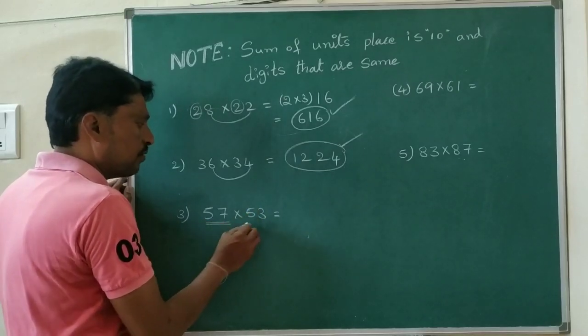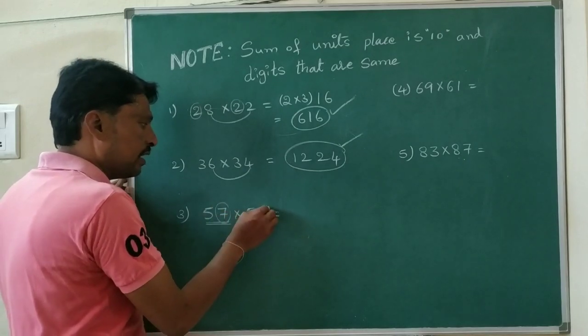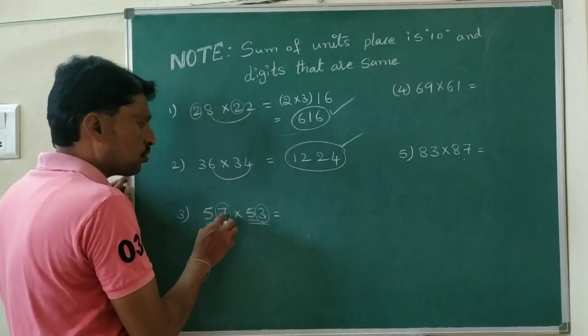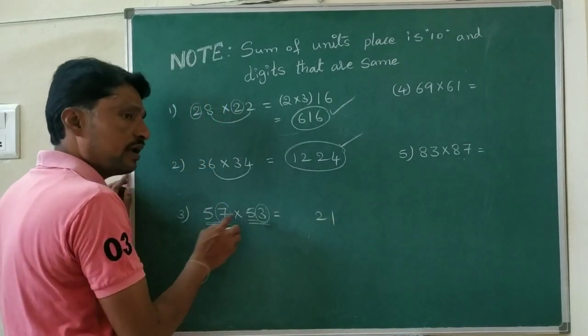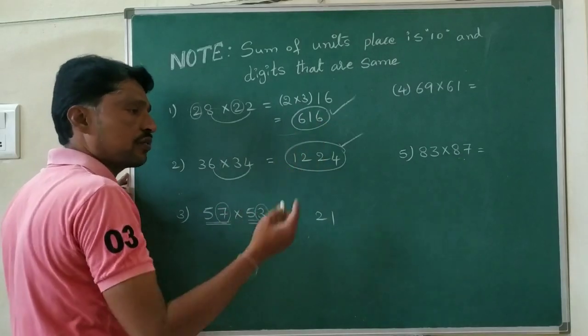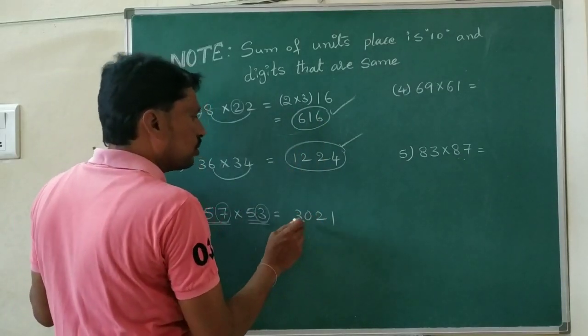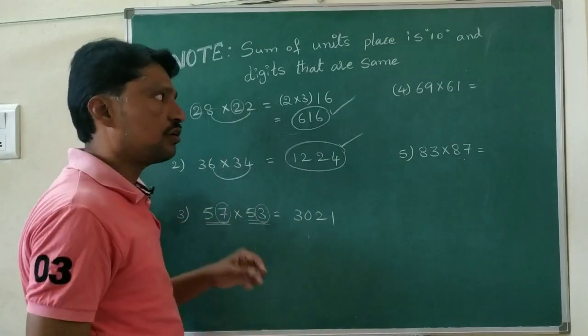Next, the numbers are 57 and 53. Units place is 7 and units place is 3. So 7 into 3 is 21. The tens place digits are 5 and 5, so 5 and the next number, that is 6. 5 into 6 is 30. So 3021. So 57 into 53 we are getting 3021.